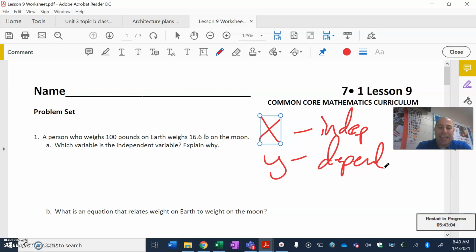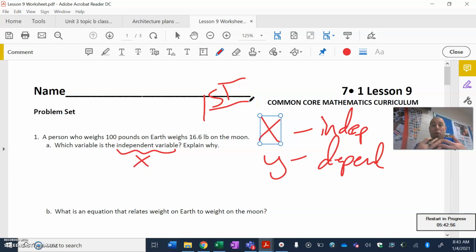Because they want the independent here, they're going to want who your x is going to be. And x is what's going to happen first, just like your ordered pairs: the x comes first, the y comes second. Just like in the alphabet, the x comes first and then the y comes second. So the idea here is, in this situation, what would be first, what would be second?